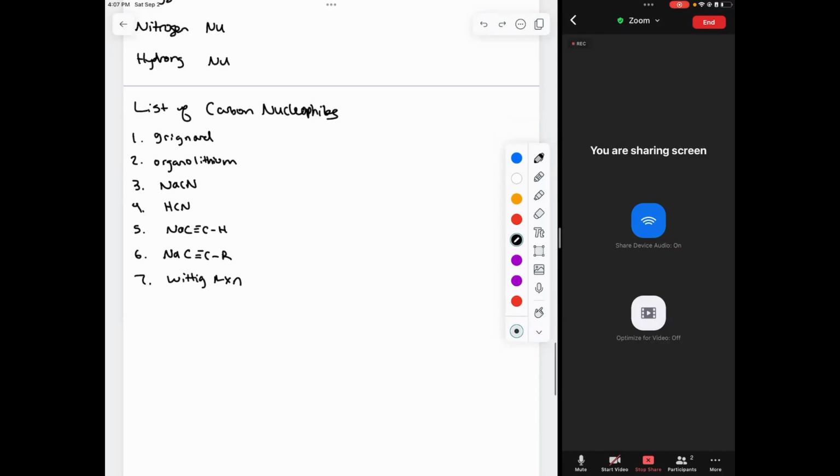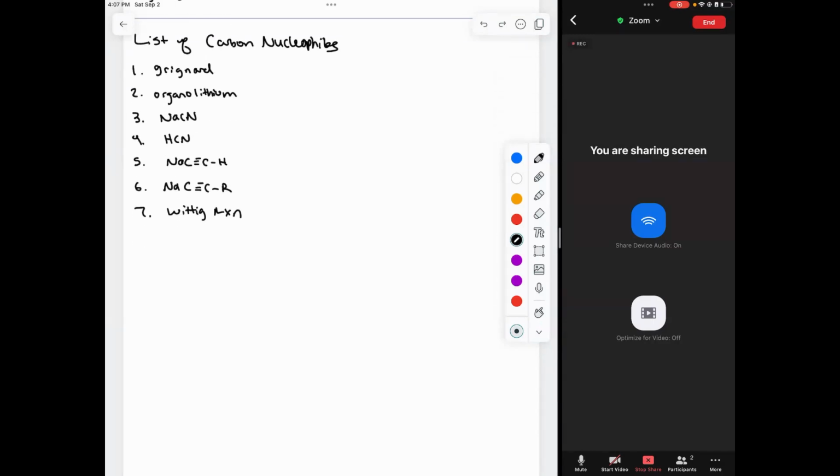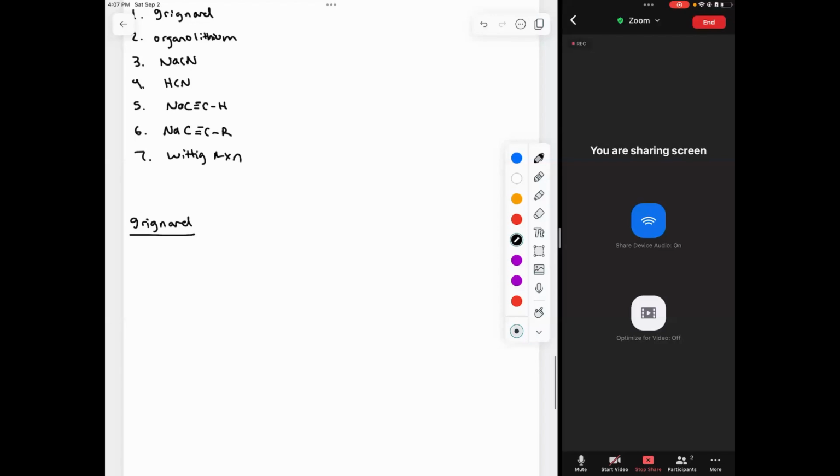Your aldehyde and ketone, which are your electrophiles. So we'll start off with the Grignard, okay? All right, so here is an aldehyde. I'm going to react my aldehyde with a Grignard.